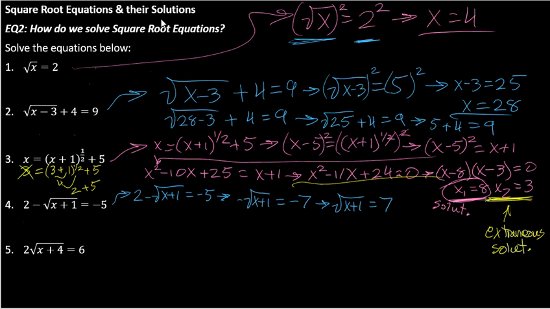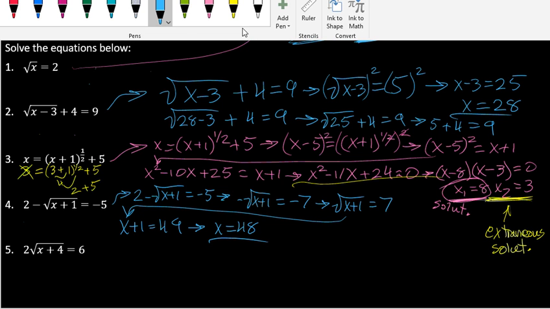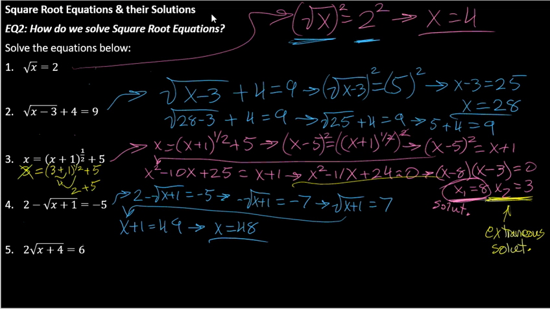Then I'm going to square both sides. That's going to give me x plus 1 equals 49. Subtract 1 from both sides, and that's going to give me x equals 48. Whoops, forgot to write the 4. Okay, straightforward there. And this last one is super easy peasy.